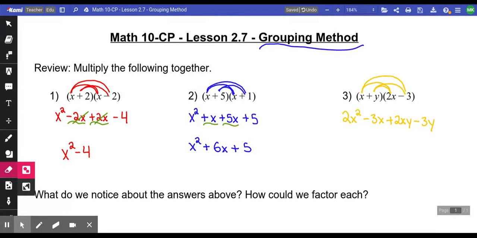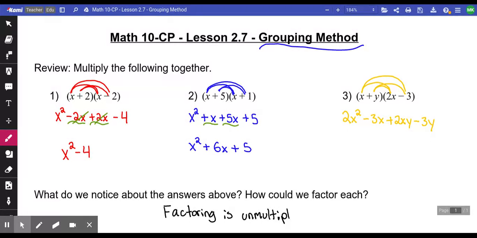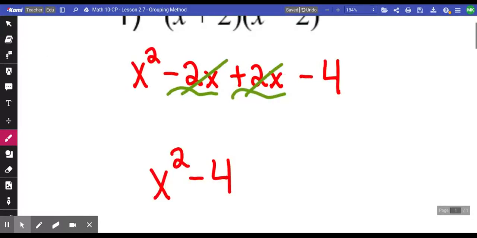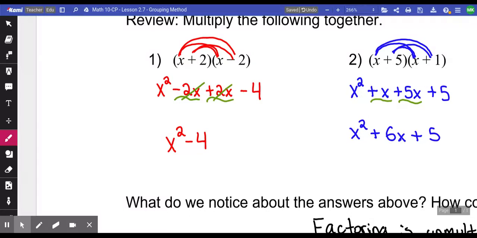The second half was factoring. Factoring is unmultiplying, right? So factoring is unmultiplying something. Cool. So if we look at our examples above, how could we unmultiply each thing? If we look at the first one, this red one is a binomial. That's my answer. After I multiplied, I got a binomial. To factor or unmultiply a binomial, we did something called a difference of squares.